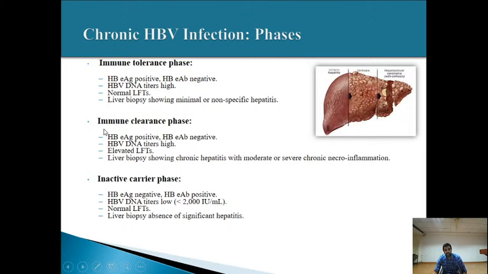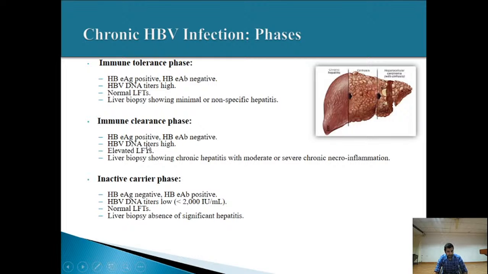So here the immunity is trying to clear the virus. There will be antibody production, and cell-mediated immunity and humoral immunity will both be trying to remove the virus, but still it will not be able to clear it. In this phase you will have inflammation within the liver. The liver enzymes will be high, and DNA titers are still high. The difference between the two phases is the liver enzymes. There is hepatitis here, there is no hepatitis there. Because the immunity is activated, there will be damage to liver cells. AST and ALT will be elevated, and when you do a liver biopsy, you will find inflammation.